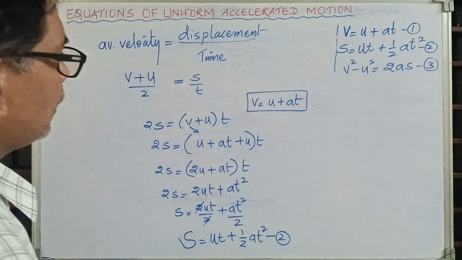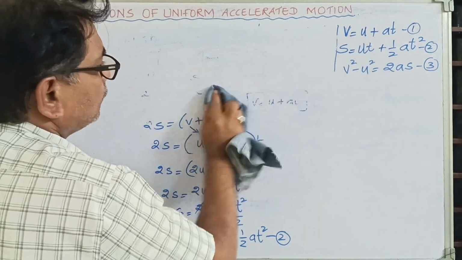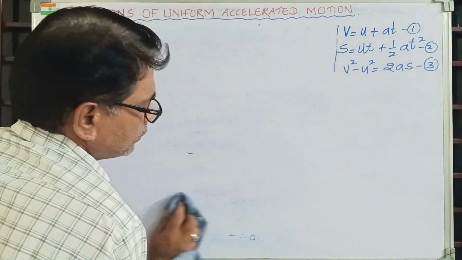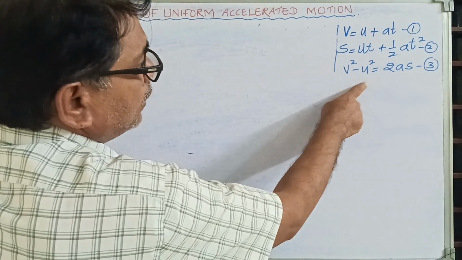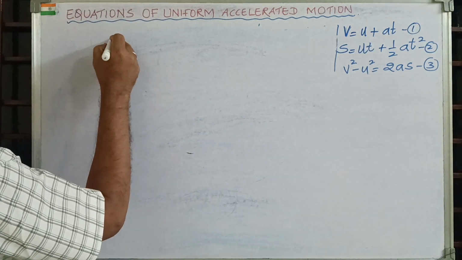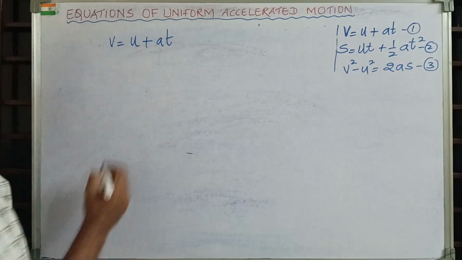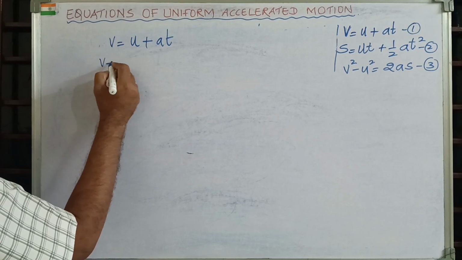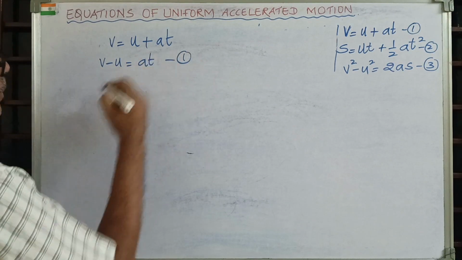Okay. Right. Now coming to the third equation. What is the third equation? v square minus u square is equal to 2as. That is your equation here. We will derive this one now. What was your first equation? Do you remember? v is equal to u plus at. This is your first equation. So bring u to this side, then it is v minus u is equal to at. So let it be equation 1.